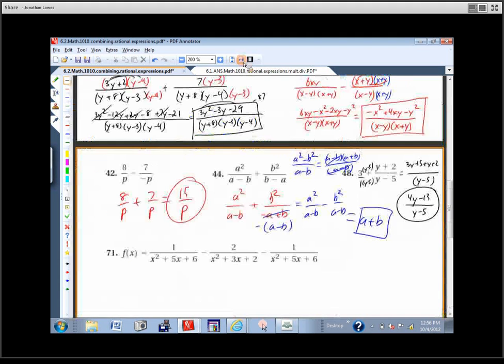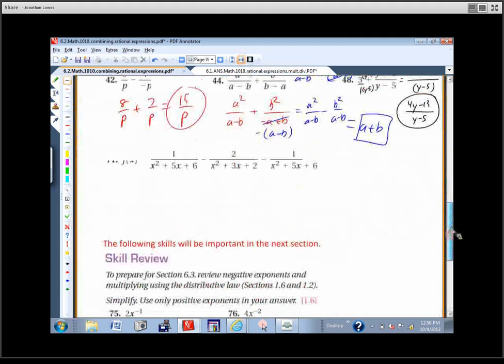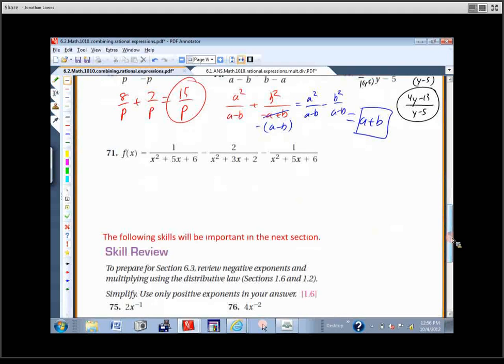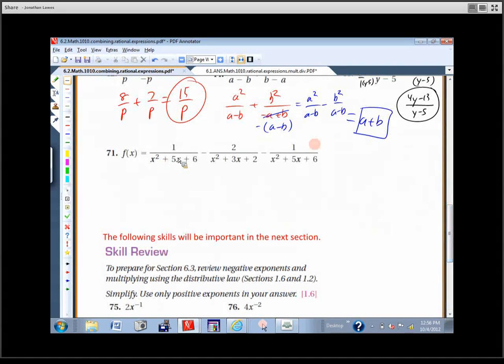Just about done. Take a look at number 71. It's 3 terms that need to be added together. So if we were going to do this one, we'd have to get a common denominator here. So we better factor. That's going to be numbers that multiply to be 6 that combine to be 5, so 3 and 2. This is going to be numbers that multiply to be 2 that combine to be 3, so 2 and 1. Correct me if I make a mistake.